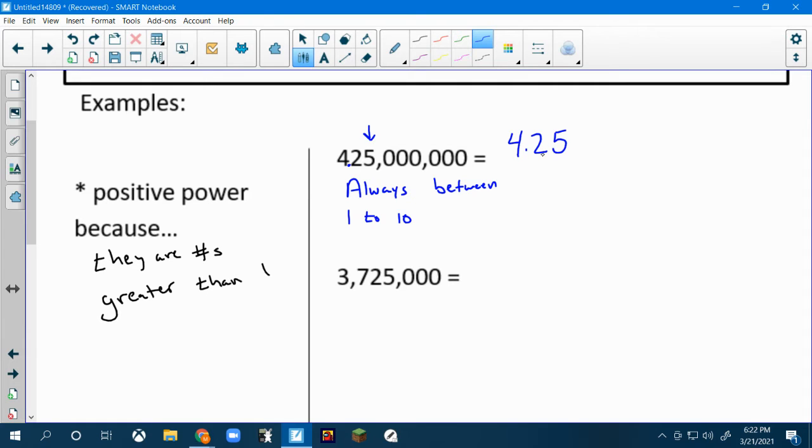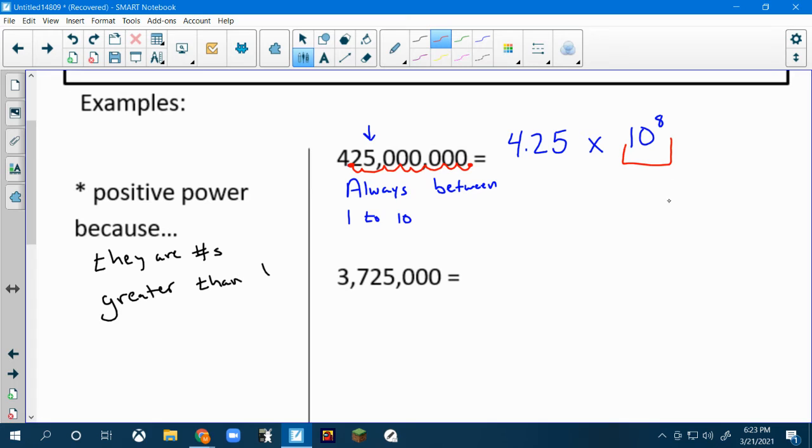That's not the same as 425 million, right? So we got to keep going. We're going to multiply that by 10 to the 8th power. Why 8, you might say? Well, if you count my decimals, when it started here, that's where the decimal was. And I moved it 1, 2, 3, 4, 5, 6, 7, and 8. I moved it 8 times to get it there, which means if I want the actual number back, I got to move it 8 times back that way.